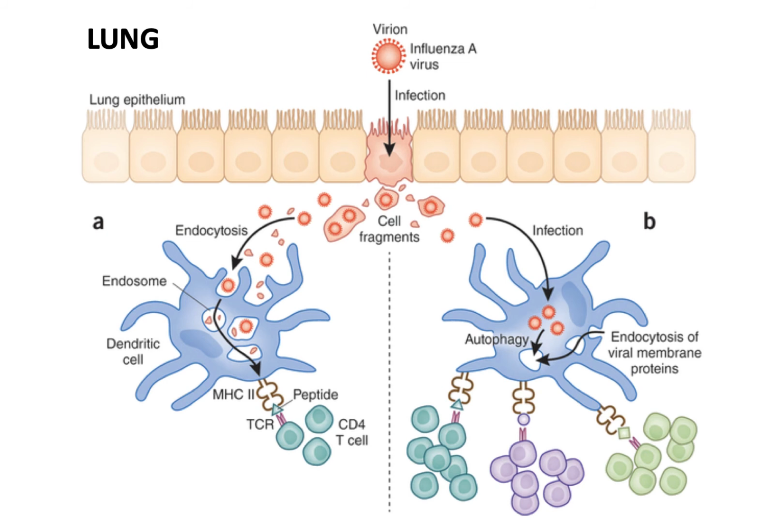In the lung lining as well as elsewhere, you also have dendritic cells hanging out there, and they will take in part of the virus or bacterium, as well as cell fragments, and they'll present those through their MHC2 receptors to the CD4 T cells.